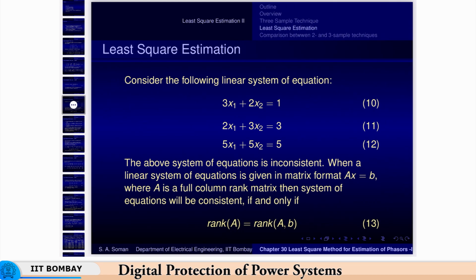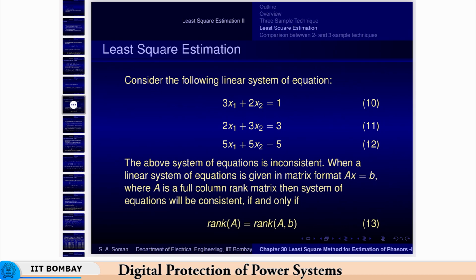If you represent it in the format Ax is equal to B, where A is a full column rank matrix, then the system of equations will be consistent only if the rank of A is equal to the rank of A comma B, which is the augmented system.